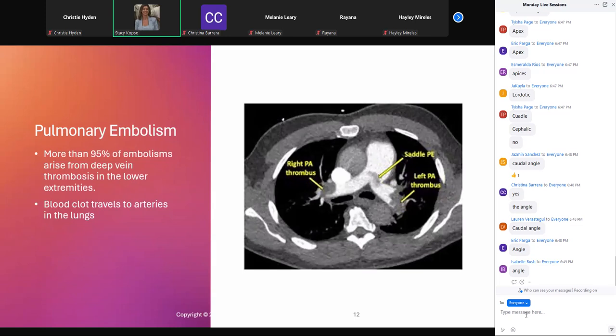Pulmonary embolism, a PE. These usually arise from deep vein thrombosis in the lower extremity. So that blood clot that they have in the lower extremity is going to travel to the arteries in the lung. It could be very fatal. You can see it really nice on a PE protocol for CT when they administer the contrast. It's timed to hit and to highlight that pulmonary artery there, so you can see where the clot is.